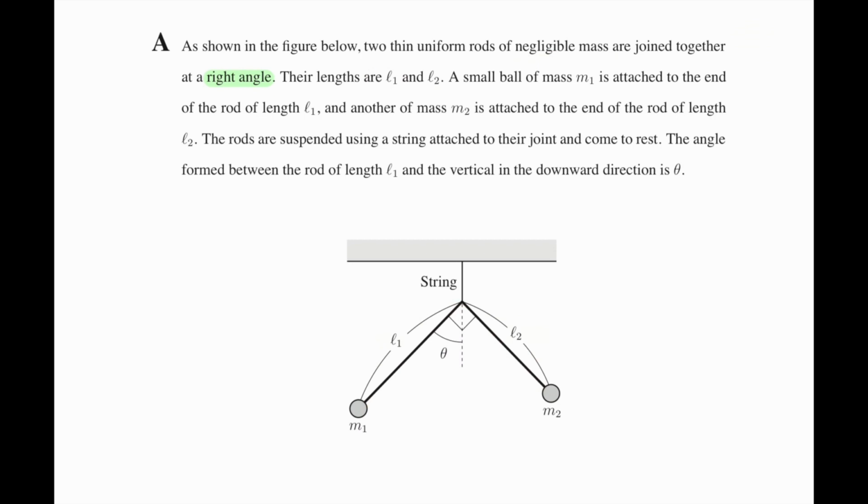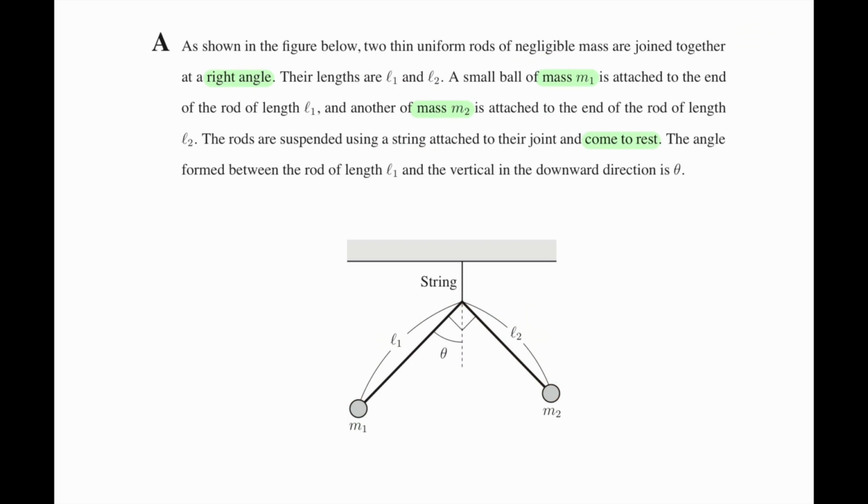A small ball of mass M1 is attached to the end of the rod of length L1. So there is a mass of M1 at the end of L1. And another mass of M2 is attached to the end of the rod of length L2. The rods are suspended by using a string attached to their joint and come to rest. So the system is at rest.